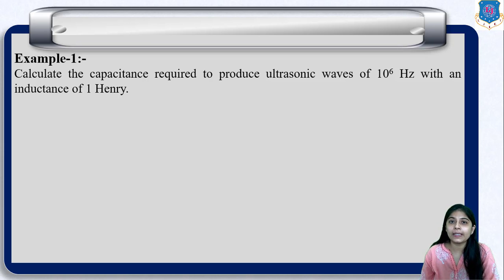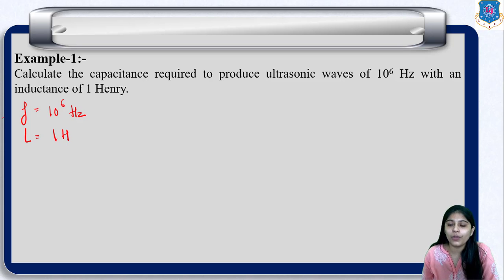So in this example we have to find the capacitance. Frequency is given as well as inductance. Inductance is 1 Henry and frequency is 10 raised to 6 hertz. So let us first write the data: frequency is 10 raised to 6 hertz and inductance is 1 Henry.